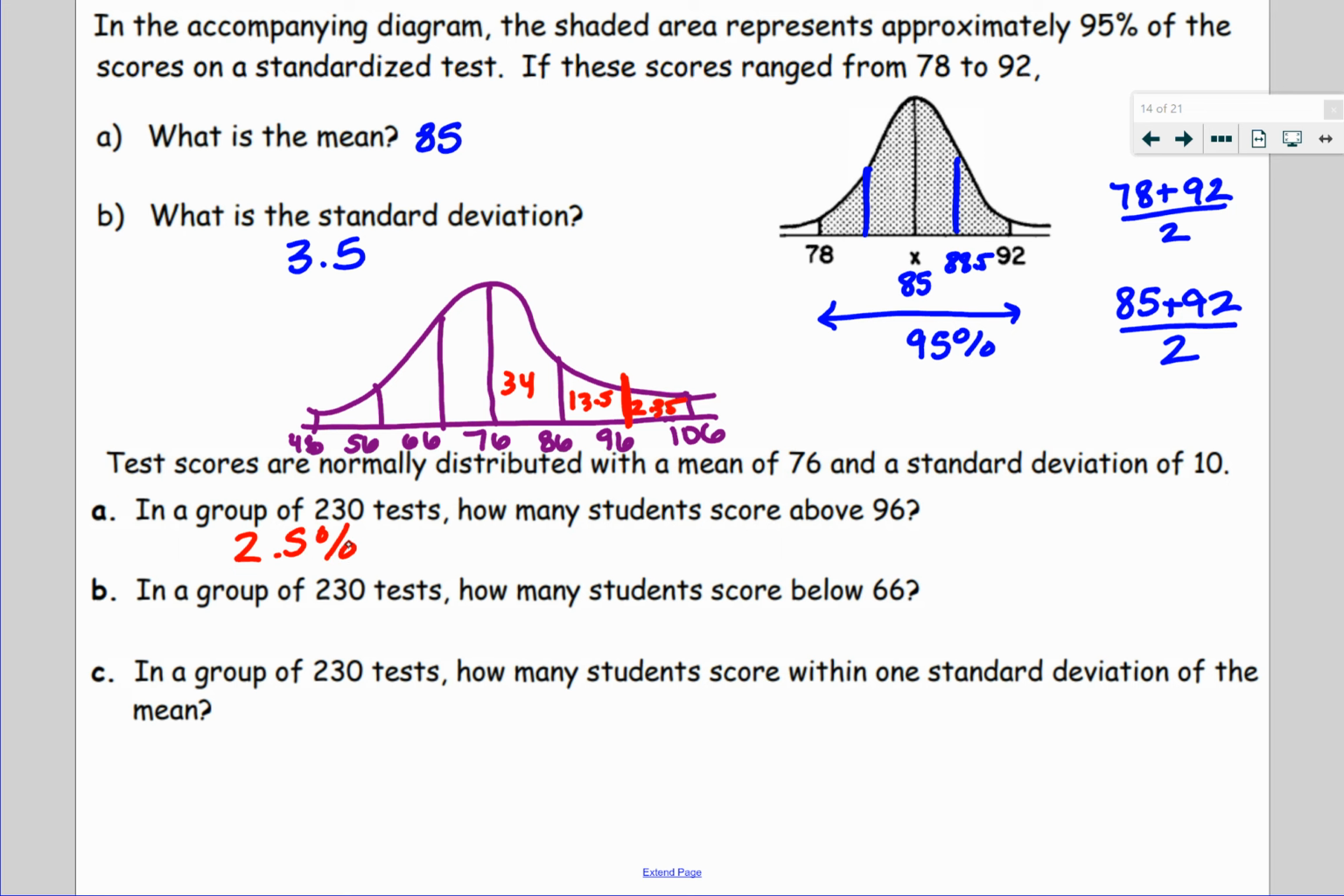Okay, here the question isn't stopping there. They're saying if there are 230 tests, how many students' tests are above a 96? So now we're going to take our 230 and multiply it by 0.025 and figure out what is 2.5% of that. My calculator wants to restart right now. There we go. So about 5.75, which, depending on how we're answering, is the number of tests, so it's going to be a whole number, and we would just round to the nearest value. Okay. All right, see if you can do the two at the bottom now.